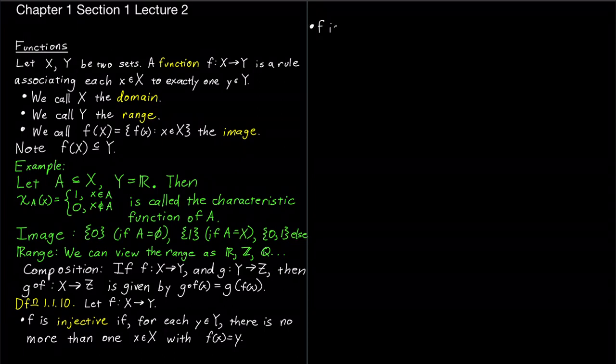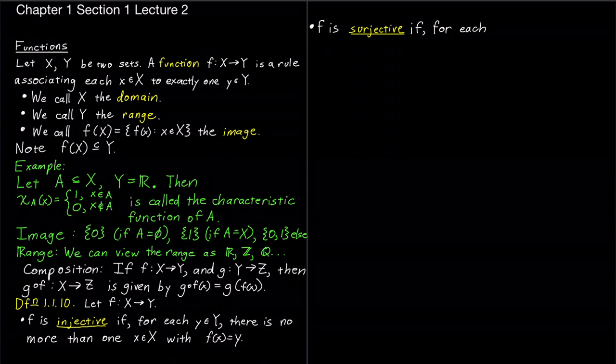f is surjective if for each y in Y there is at least one x. There is no less than one pre-image.